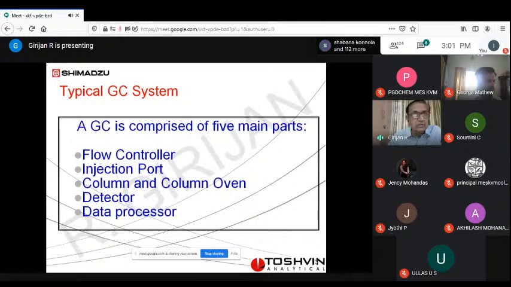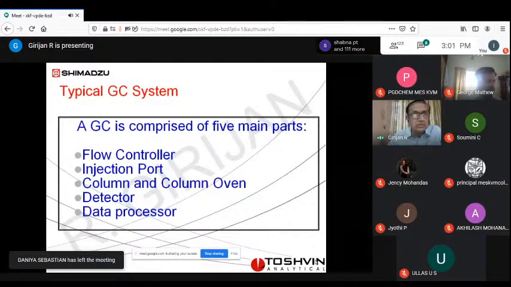So in the case of GC, you have 3 different heated zones. One is the injection port, heated separately and independently. The column is always inside an oven, which has its own heater. And the detector is also heated separately, with its own heating mechanism. So 3 different heated zones are present inside a GC.